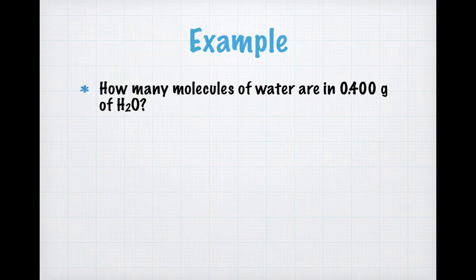Well, here's an example that we're going to work out in class. We want to know how many molecules of water are in 0.4 grams of water.